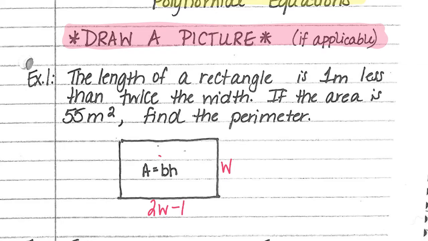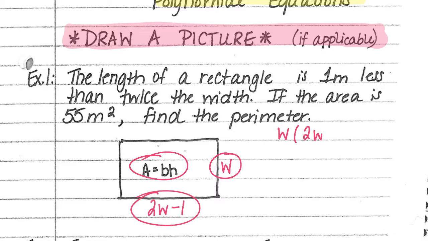If the area, well, I wrote myself a reminder here because I know that area is equal to base times width. If the area is 55 meters squared, so I know I need to multiply length times width, or base times height. W times 2W minus 1 is equal to 55. Notice it's not equal to 0. Remember, I always need this equal to 0. Let's distribute. 2W squared minus W equals 55.